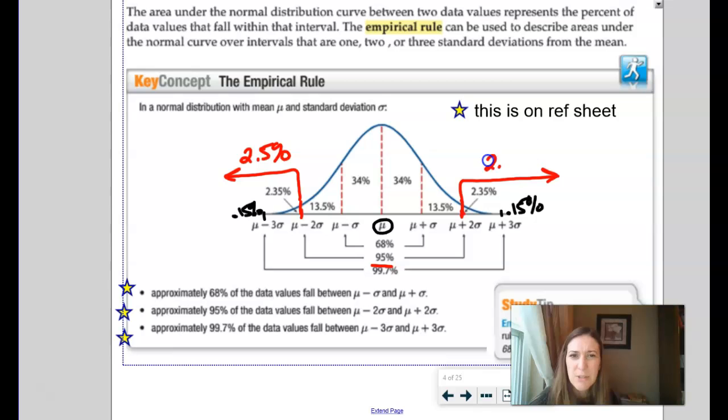Well, you notice that number's not actually on this diagram. That's because of those teeny tiny tails. So they took off the teeny tiny tails and they said, okay, from 2 deviations to 3 deviations, that's really just a section of 2.35% through a subtraction problem.